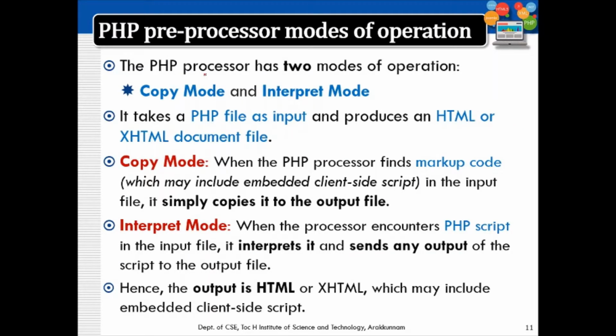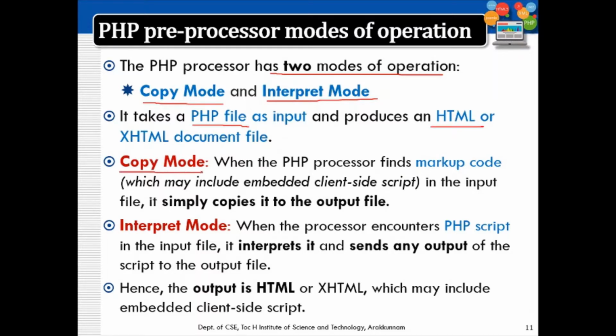Now we will be moving on to how a PHP processor works. There are two modes of operation for a PHP processor. First one is a copy mode and second one is an interpret mode. The input for a PHP processor is a PHP file, that is a .php file, and the output that it produces is an HTML document.